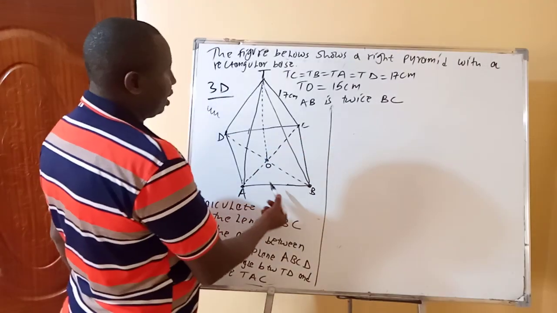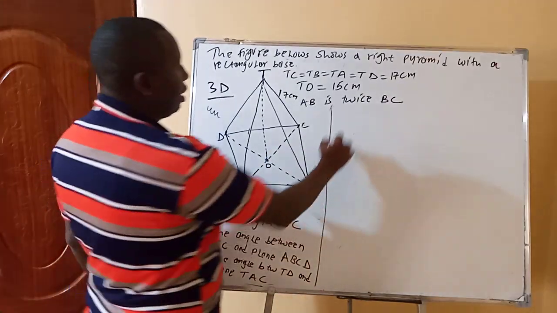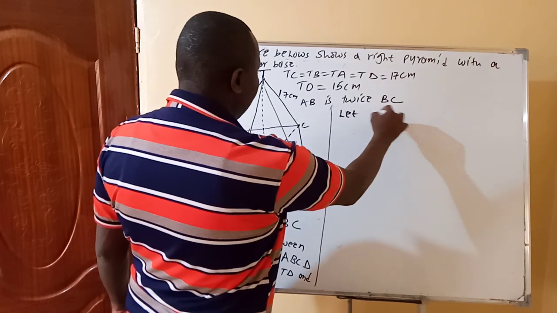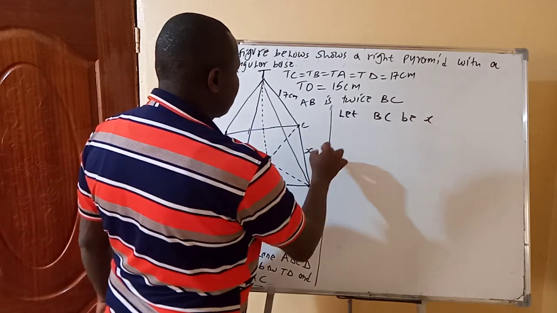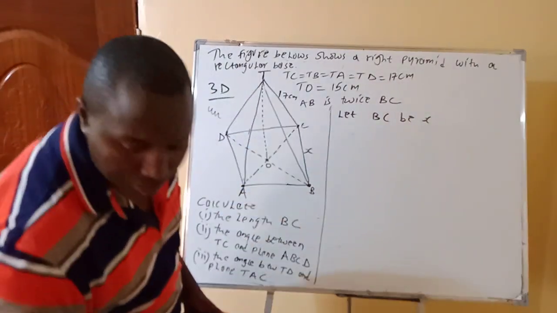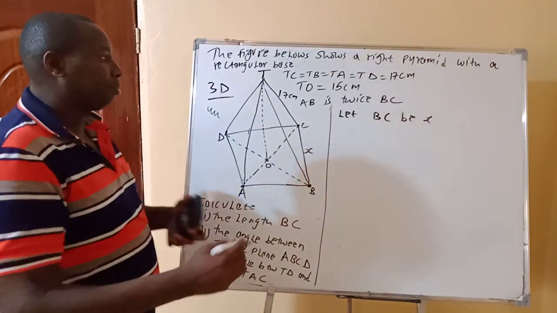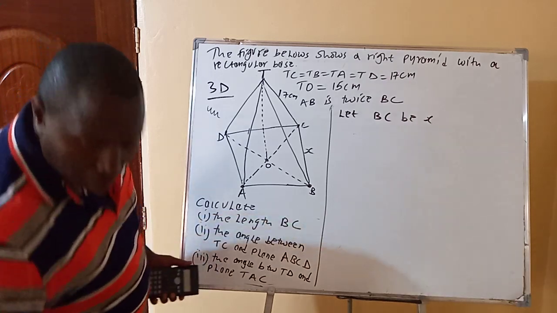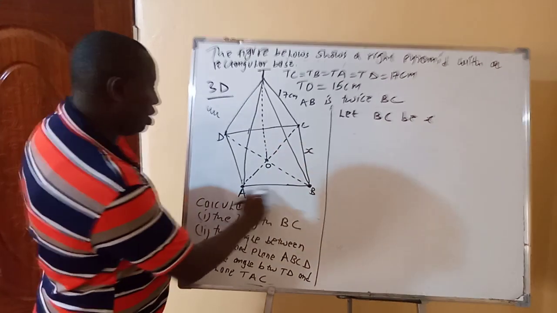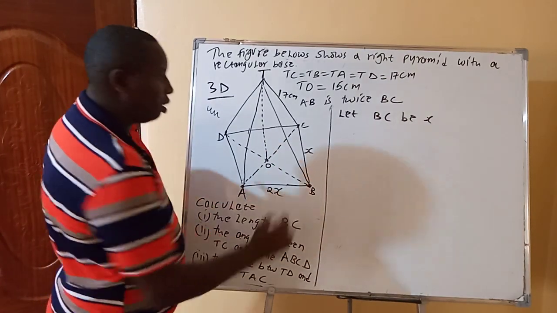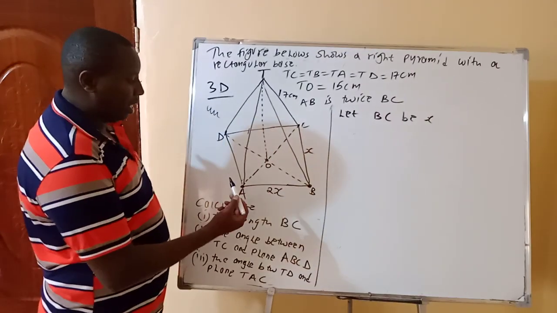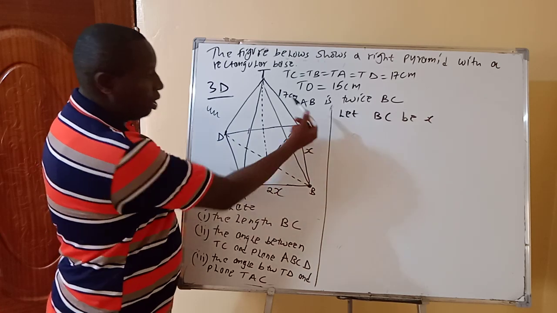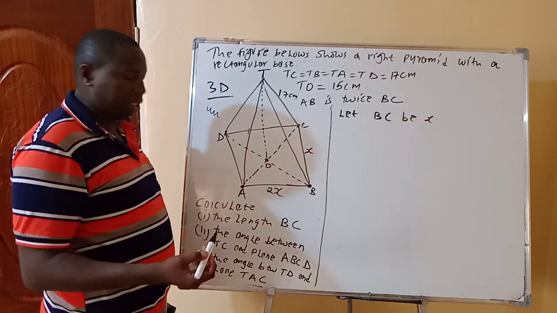Because you are told that AB is twice BC, let BC be x. Therefore AB must be 2x. So we need to find the length of BC, or find the value of x in this case.